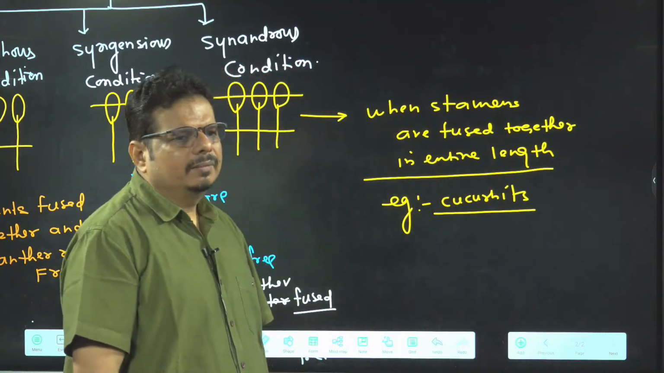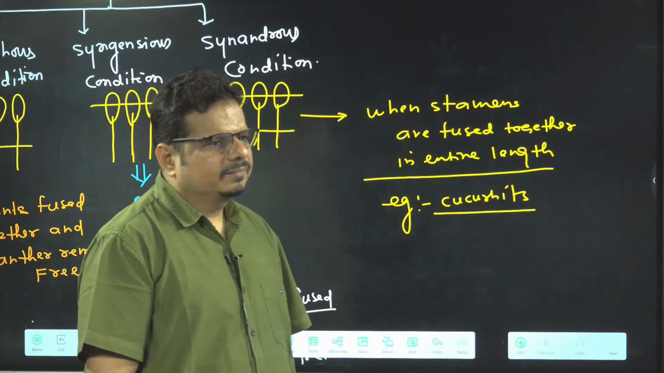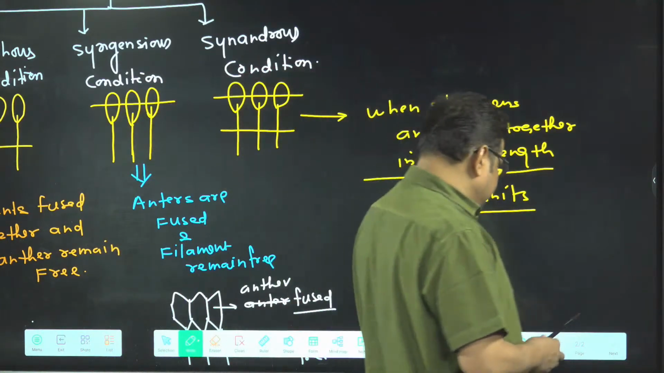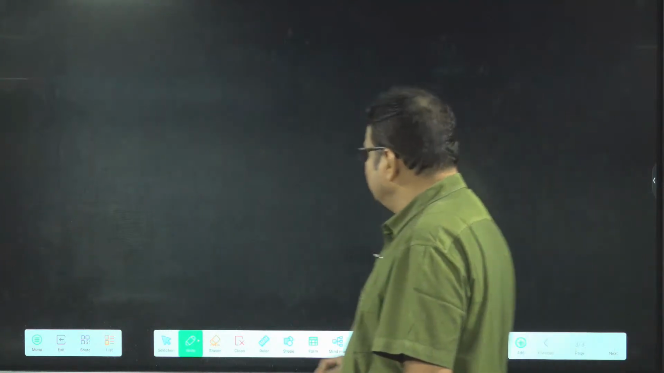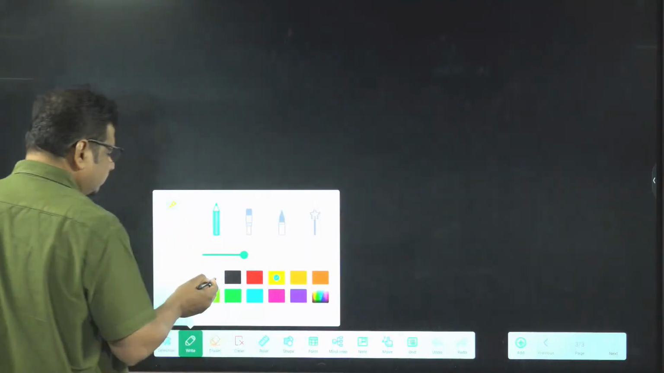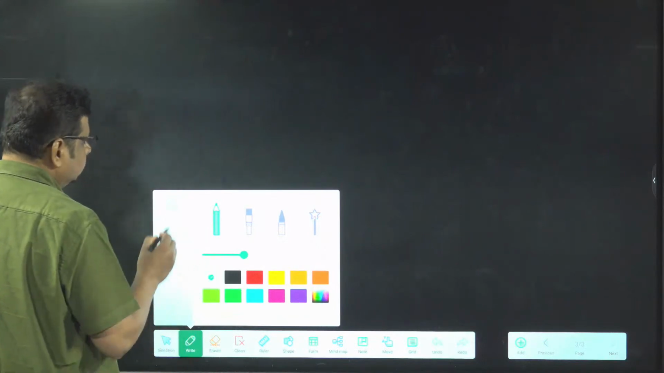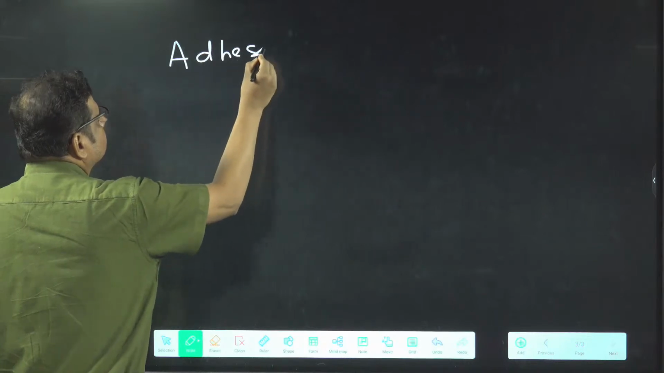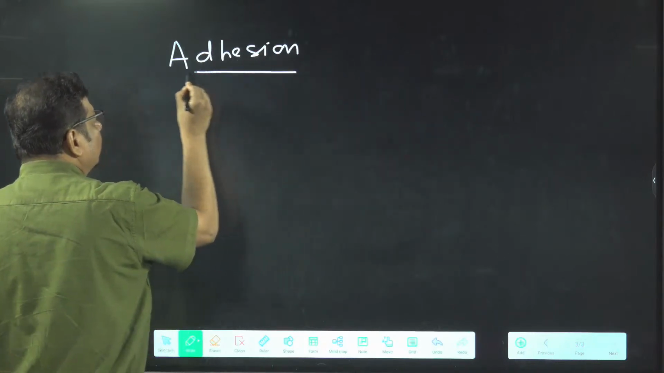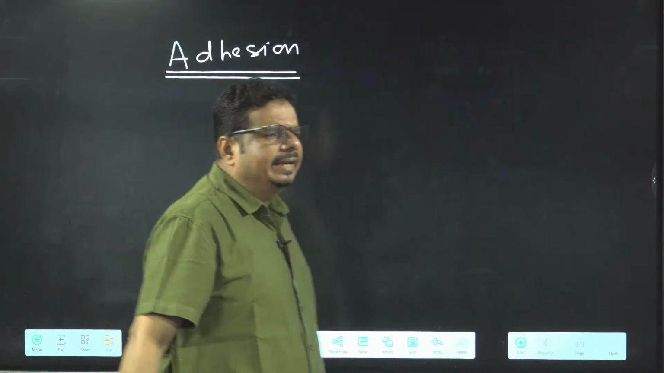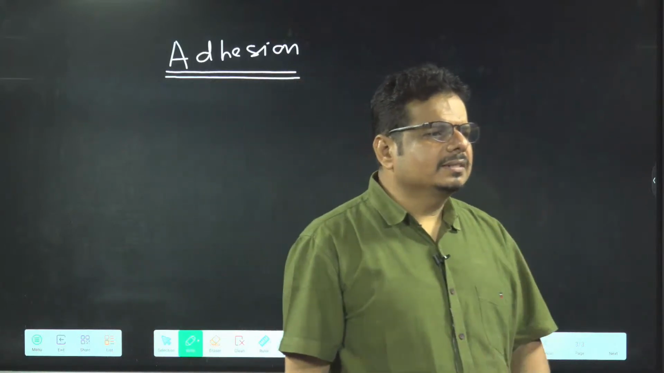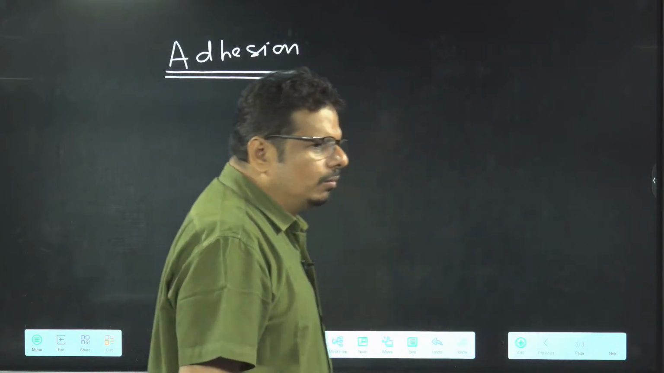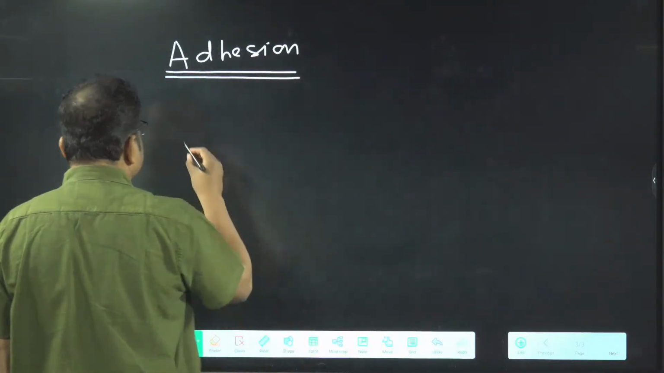Now we are going to deal about which one? Adhesion. Have a look now. So I am changing the slide. Adhesion we are going to discuss. Adhesion, I already told, is when the floral leaves of two different whorls fuse together. So what are the possible adhesions we will discuss?